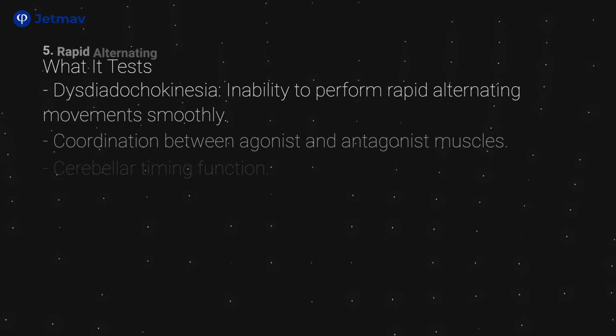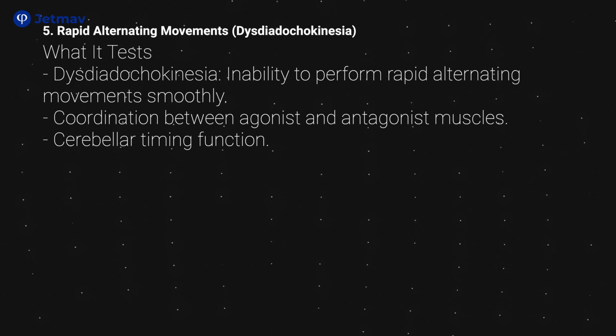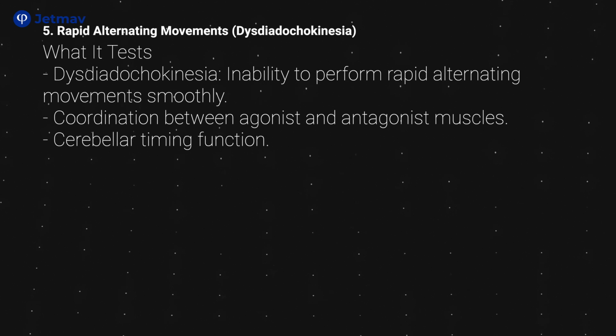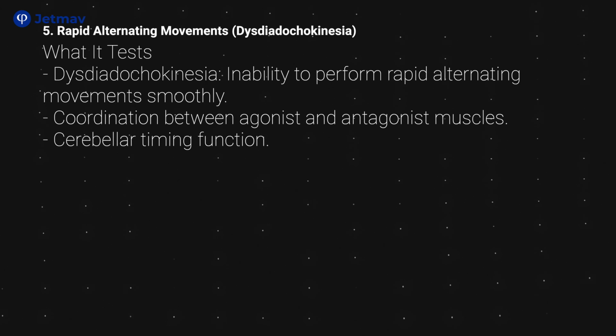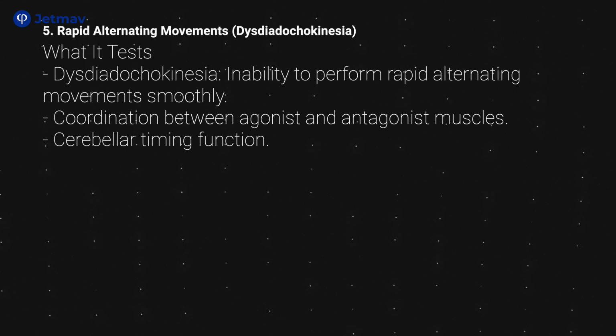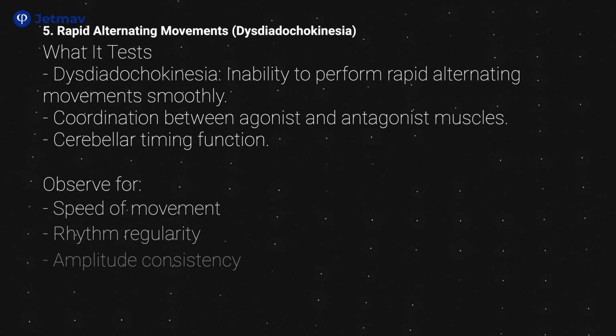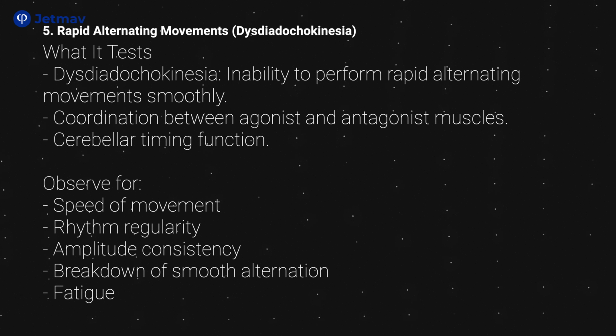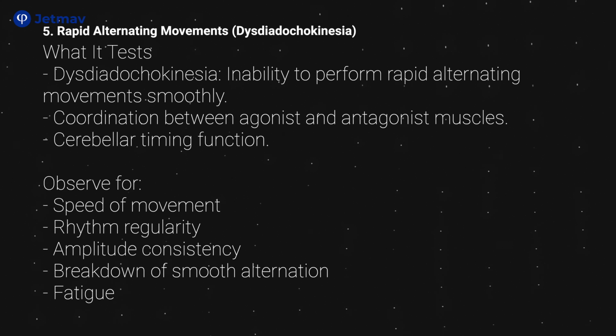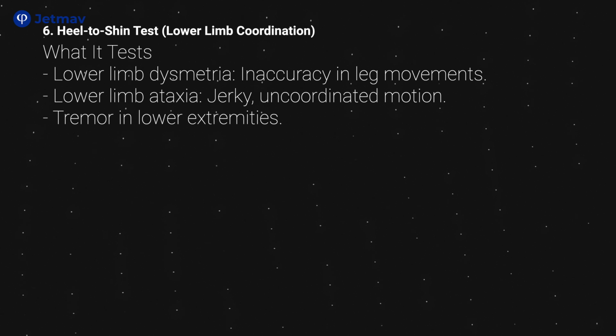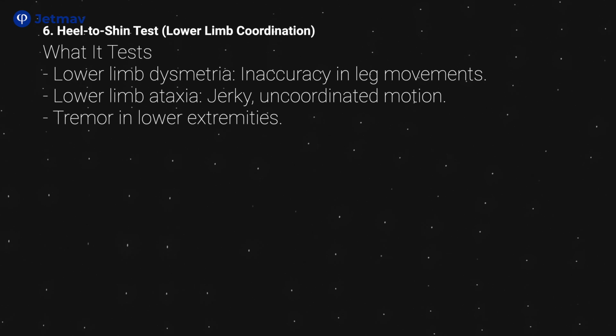After the finger-to-nose test, we also perform a rapid alternating movement test, which will help us check for dysdiadochokinesia, which is inability to perform rapid alternating movements smoothly. During this test, we observe the speed of movements, the rhythm regularity, and then the breakdown of smooth movements. Then when we are done with that, we move on to the sixth component, which is the heel-to-shin test. This one will test for lower limb coordination.